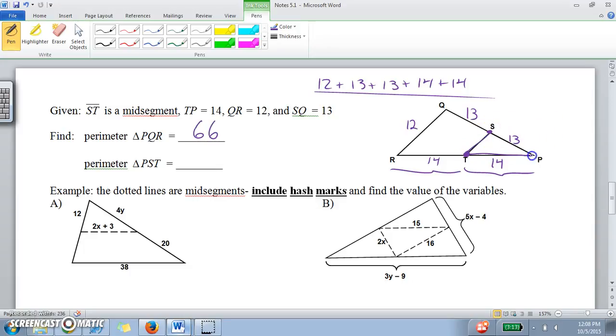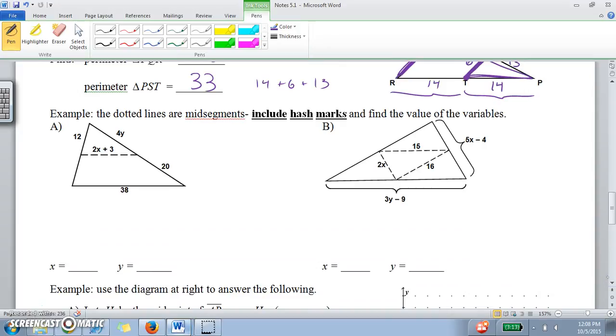Perimeter of triangle PST. PST is just this small triangle right here. We don't know yet what ST is, but we know ST is a midsegment, so it has to be half the length of this side which it's parallel to, so ST would have to be 6. So if we add up 14, 6, and 13, we get 33 for the perimeter.